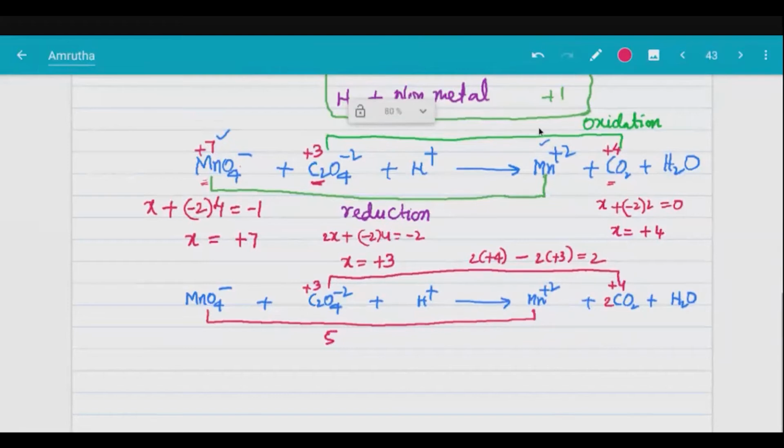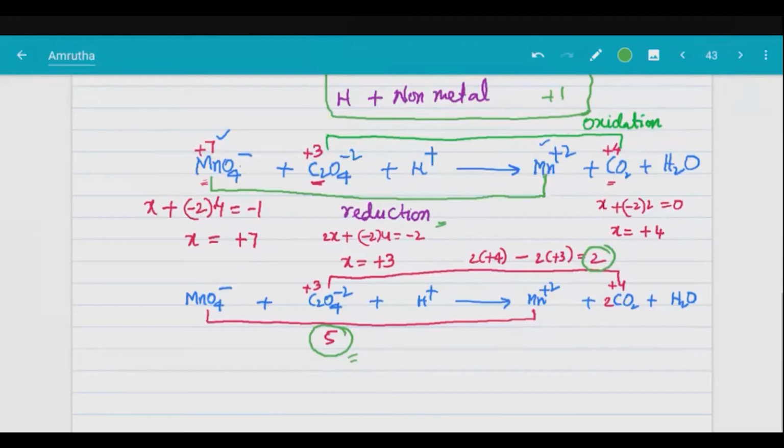The next step: what I got here are 2 numbers, the electrons, 5 here and 2 here. Now I'll just cross multiply these numbers. Sir, what is cross multiplication? Look at this carefully. Reduction, there are 5 electrons gained. So this 5 number, I'll multiply with oxidation.